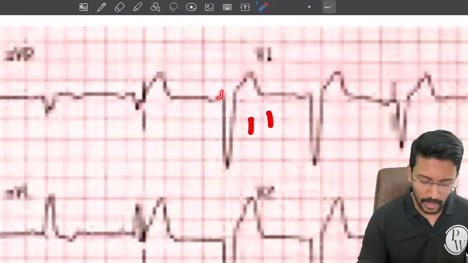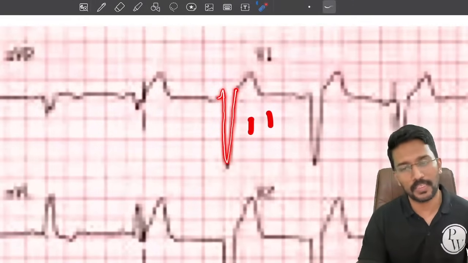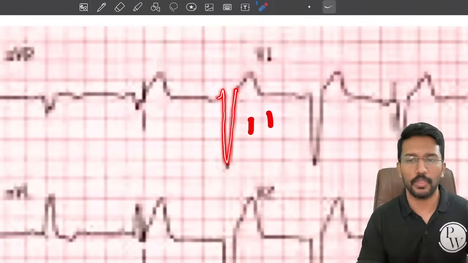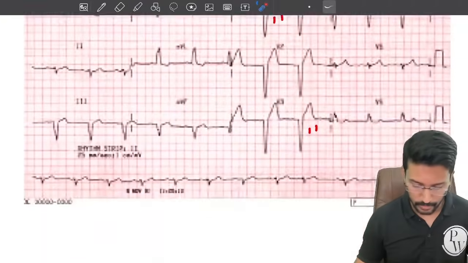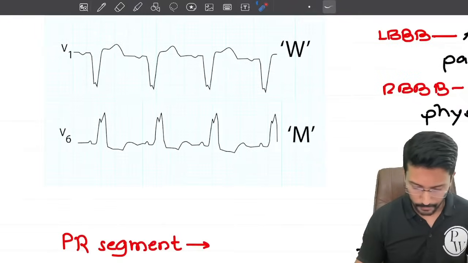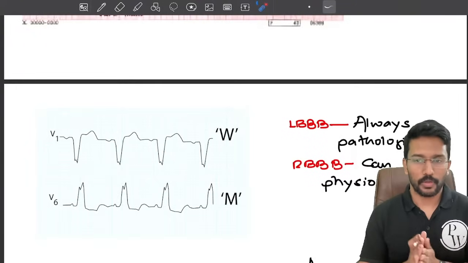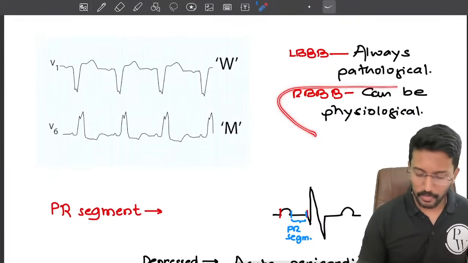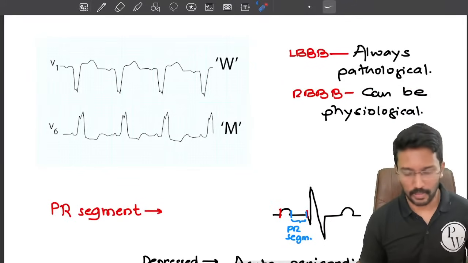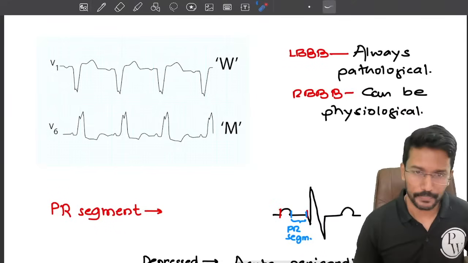In this case, R is only this much. What do I see? I see a predominant S wave. So in V1, if S wave is predominant, it is LBBB, right? Simple as that. So this ECG is LBBB. One last point I want you to remember about bundle branch blocks. RBBB can be physiological in various conditions, but LBBB is always considered pathological.